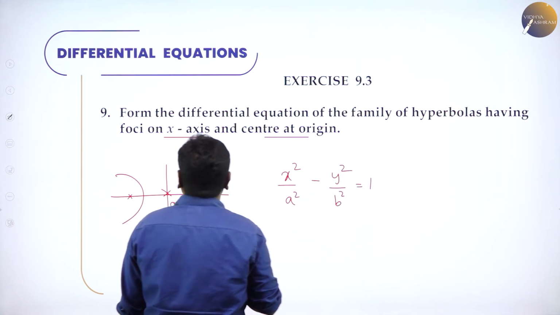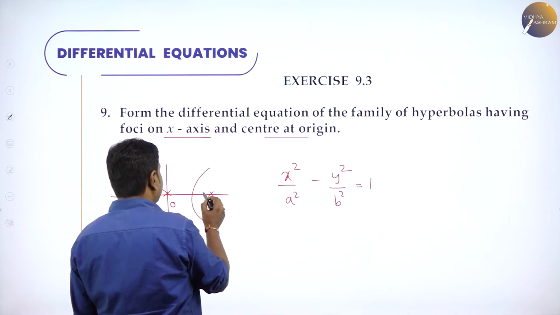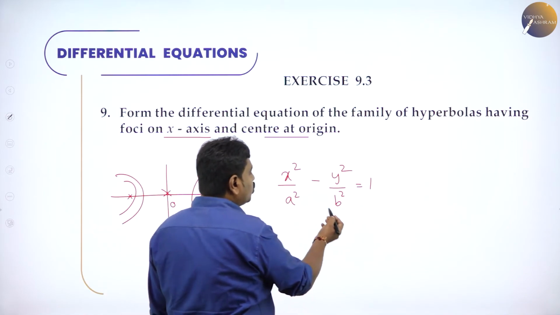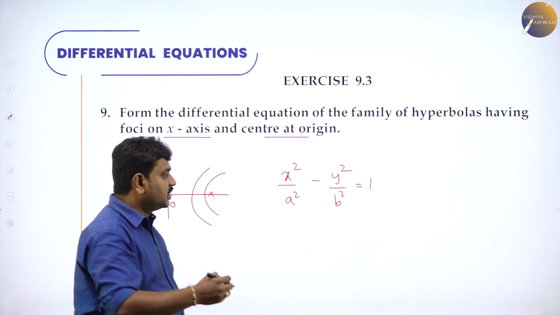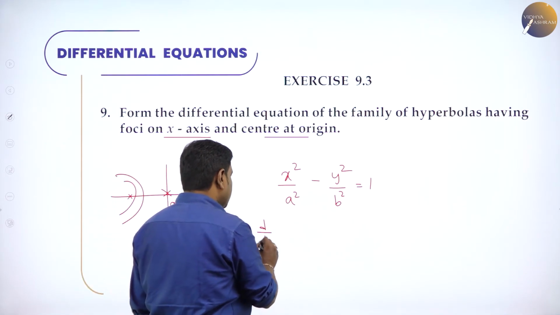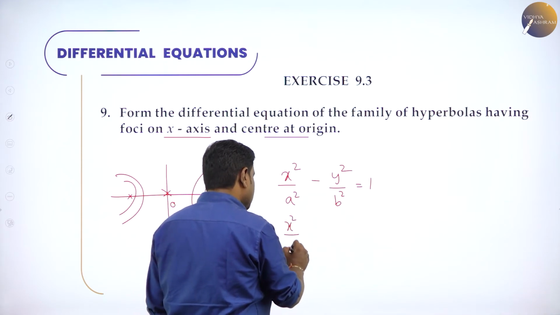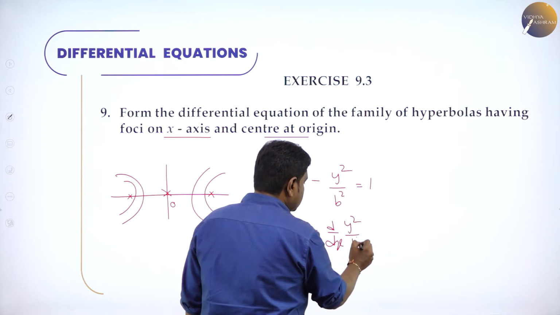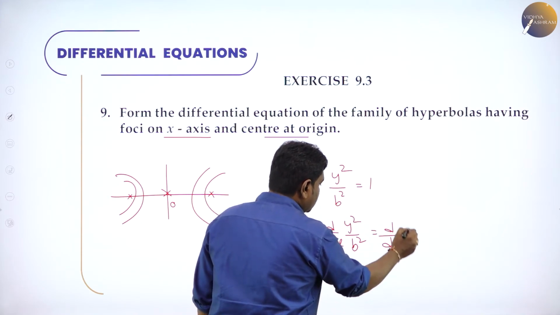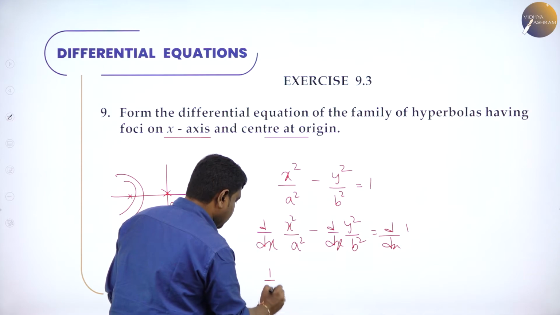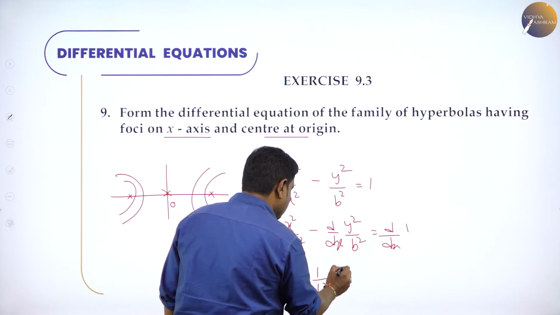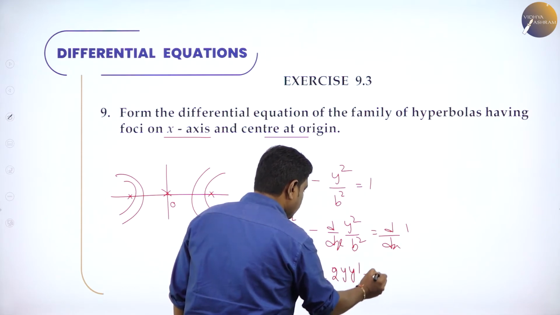So like that we want a family of hyperbolas, meaning so many hyperbolas like this. Now there are two constants, same as the last case. Differentiate both sides. d by dx of x square by a square minus d by dx of y square by b square is equal to d by dx of 1. You know 1 by a square is constant, take it out. Derivative of x square is 2x. 1 by b square is constant, take it out. Derivative of y square is 2y into y dash, is equal to 0.